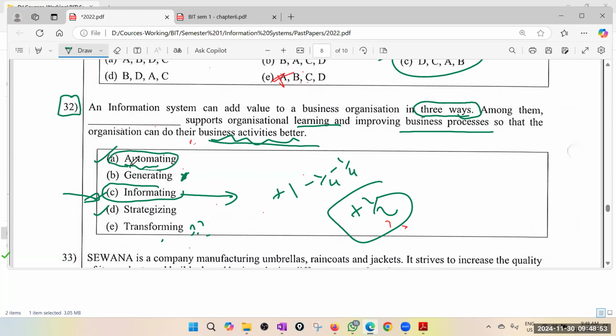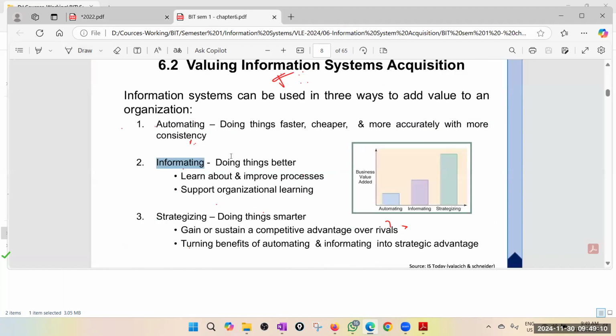But I did not pay attention to this wording, that is improving business process. Right? So improving things. So improving things is pretty much they call it informating, right? Doing things better. Doing things better.